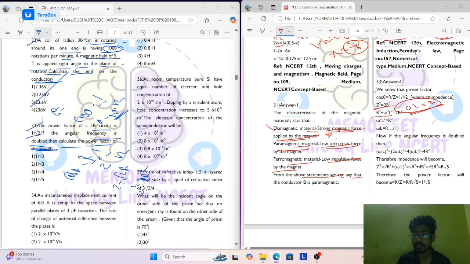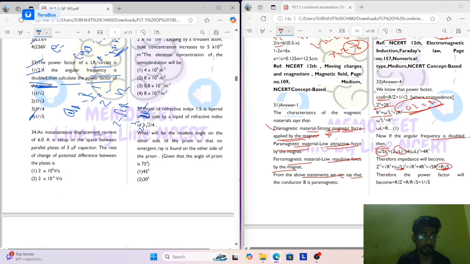Okay, if the angular frequency is doubled, then what will be omega dash L square? It equals 2 omega L square. So therefore omega dash L square equals 4R square, right? So Z1 square will be R square plus omega dash L whole square. In place of omega dash L square, you can put 4R square. So therefore it will become root 5 into R. So from the previous formula, cos theta will be equal to R by Z, R is R and Z is root 5 R. So therefore 1 by root 5 will be our correct answer here.